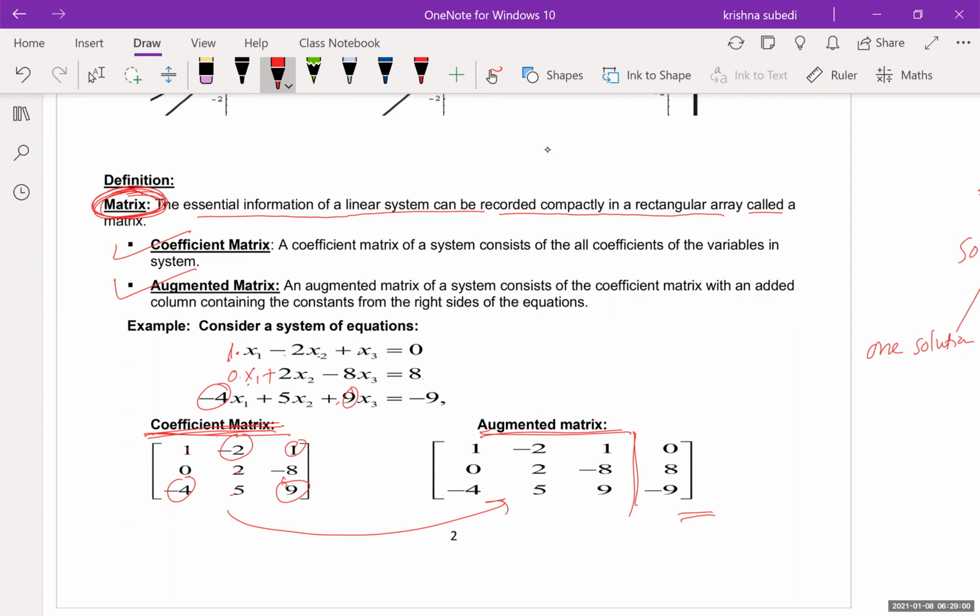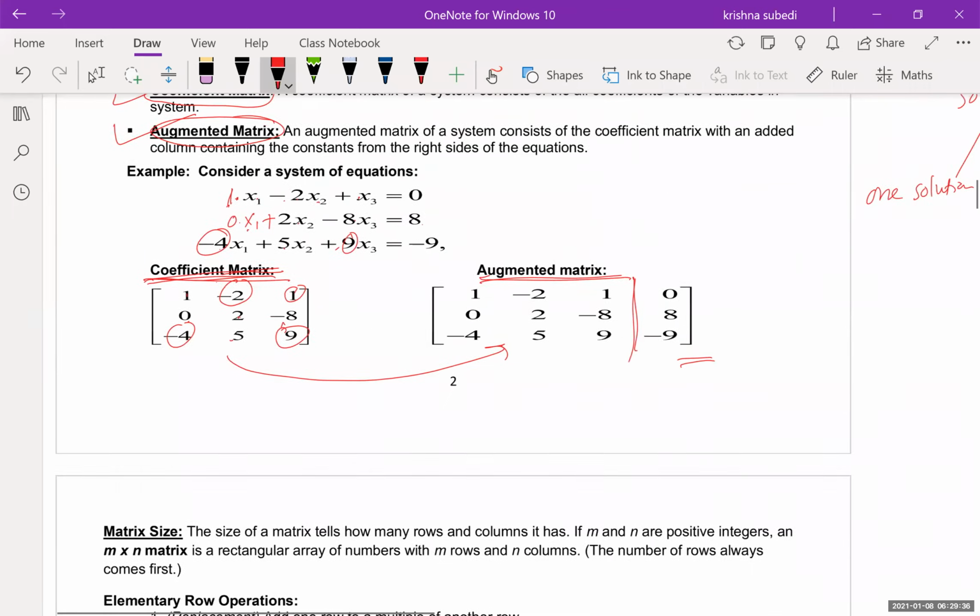Is there any question so far? So what we have discussed so far is that a system of equations can be consistent or inconsistent. If it is consistent, then it can have one or many solutions. If it is inconsistent, then no solution. That's what we learned. And we also now know the meaning of coefficient matrix and augmented matrix.